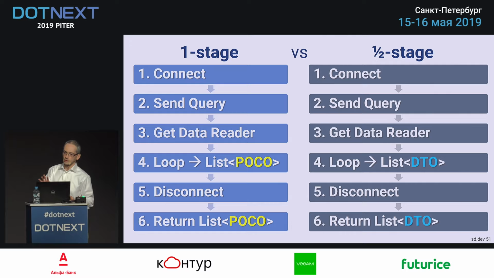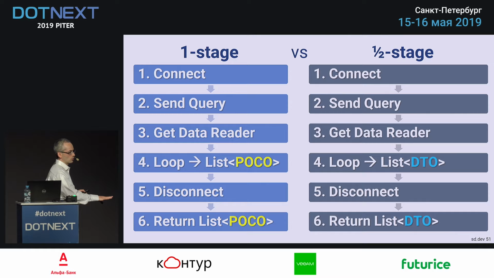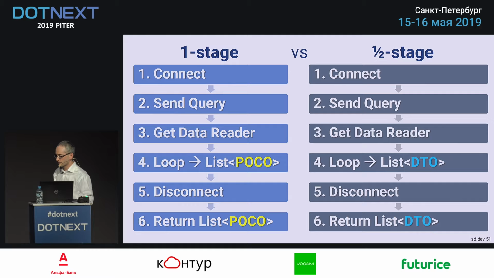So the takeaway here is that the return types differ between one stage and half stage. For one stage, we're returning a list of POCOs. For half stage, we're returning a list of DTOs. That's the only difference. So now that we have an understanding of half stage, let's talk about two stage.